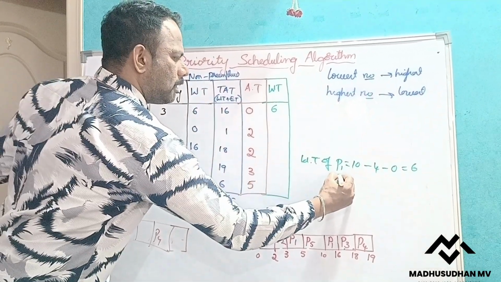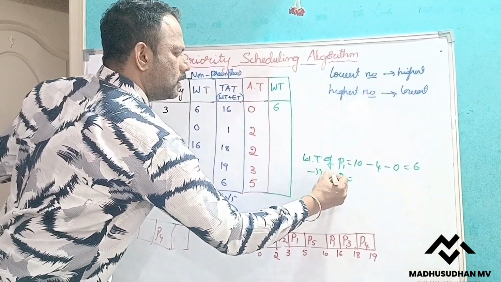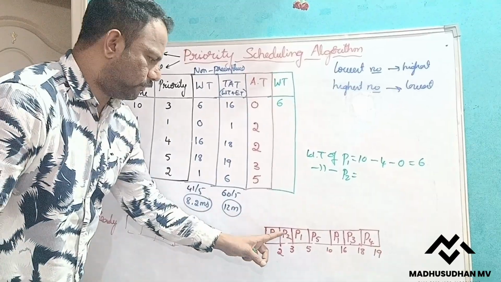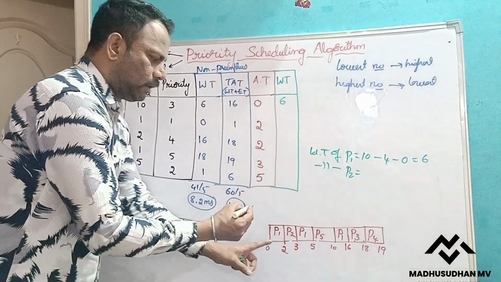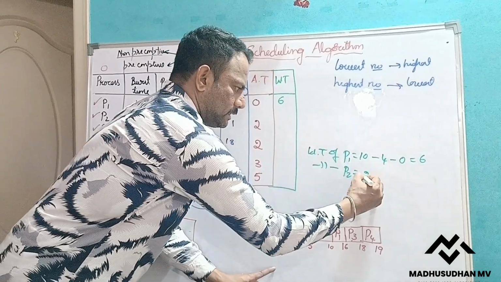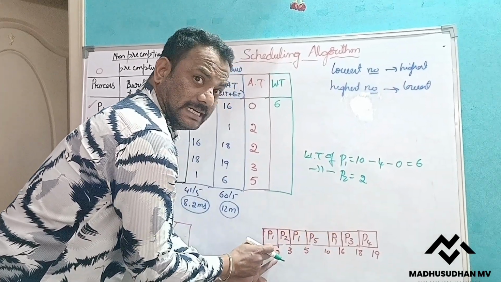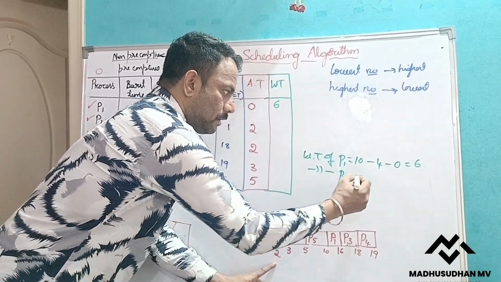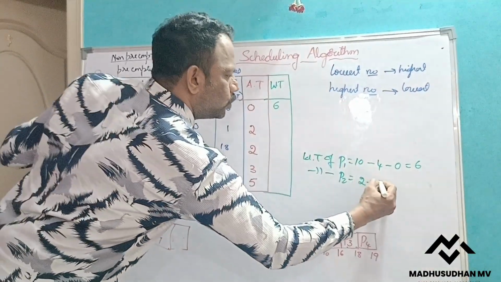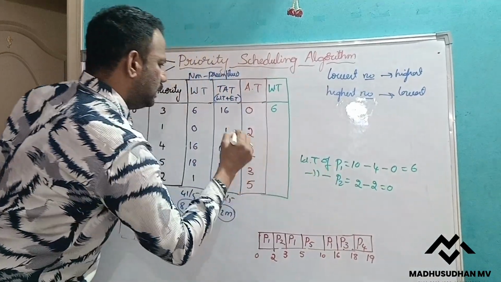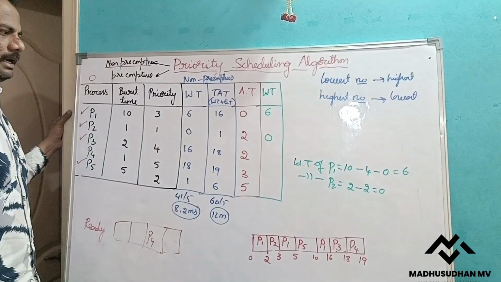Waiting time of P2. Again, only one occurrence of P2. Now P2 starts at 2 milliseconds. It starts at 2 milliseconds, so it waited for 2 milliseconds. But it arrived at what? P2 arrived at 2 milliseconds. 2 minus 2 is 0. It doesn't wait for anything. 0 is the waiting time.